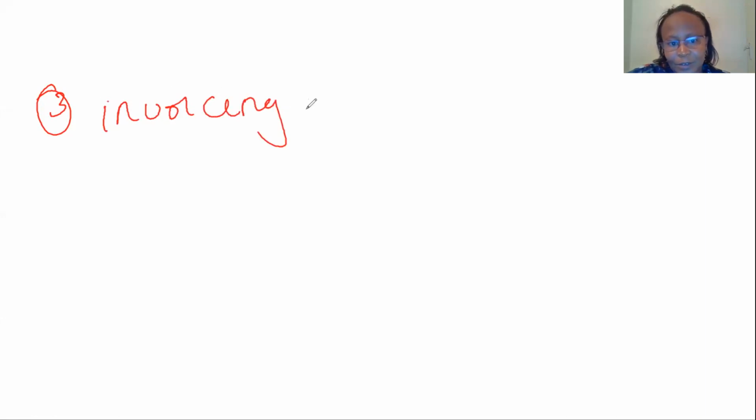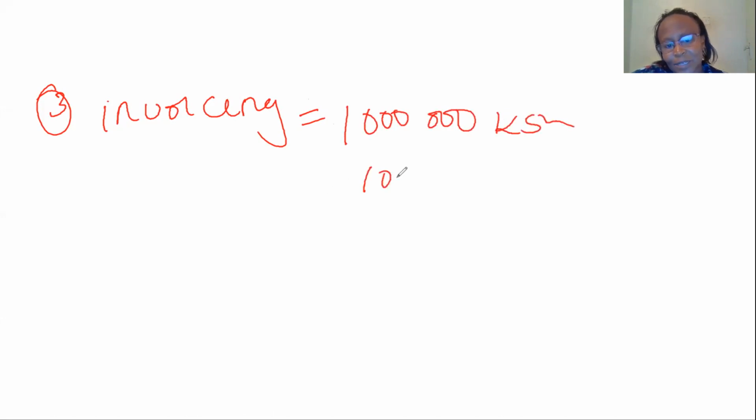The third one is, which method can we use? Invoicing. What do you mean by invoicing? When you're issuing your invoice at the beginning of the transaction, you can decide to issue the invoice in your local currency. You don't issue an invoice in foreign currency. If you're in Kenya, you tell them, I expect a payment of 1 million Kenya shillings. You don't say that I expect a payment of 10,000 US dollars.